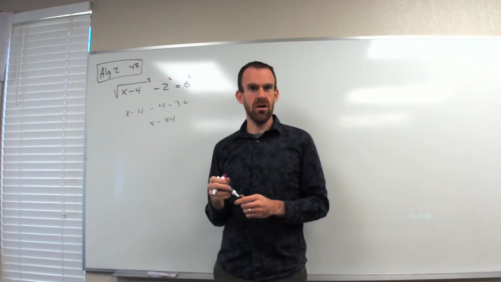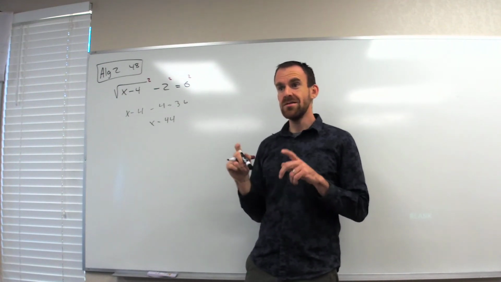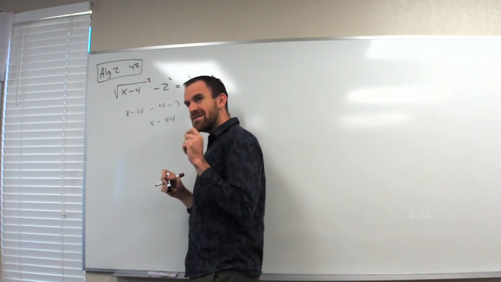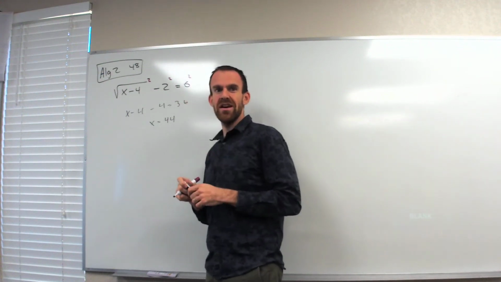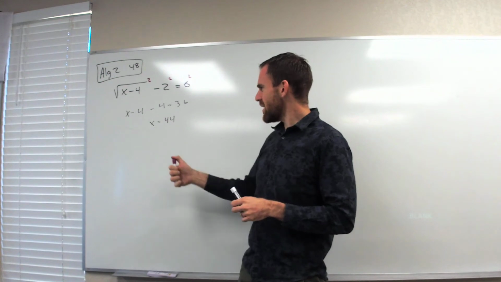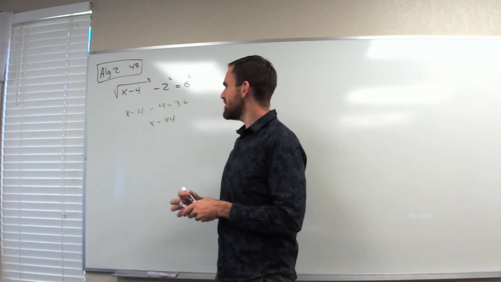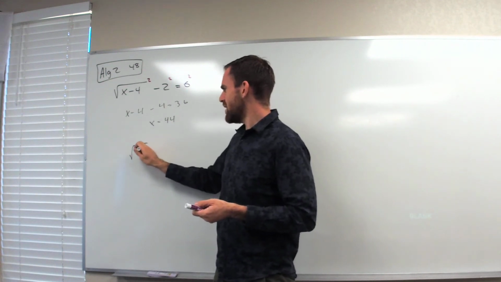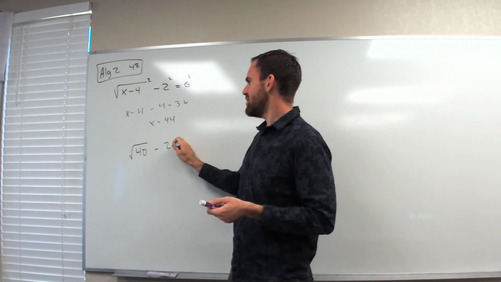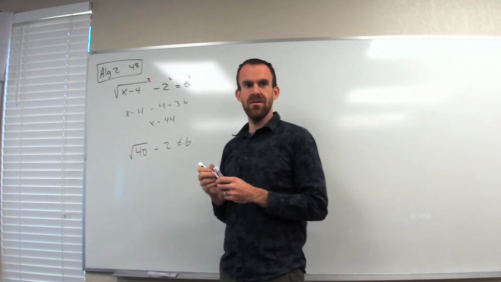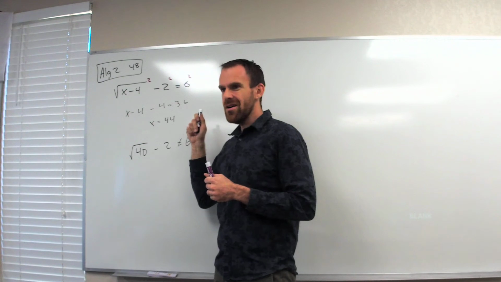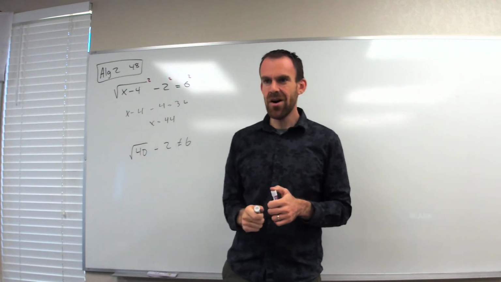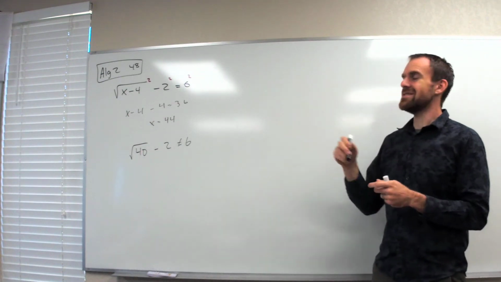This is very wrong. You know it's very wrong because on these problems, I'm going to force you to check your work. You're going to plug in that 44, and you're going to see that the square root of 40 minus 2 definitely does not equal 6. Wrong, wrong, wrong. Do you like to be wrong? Because that's how to do it.